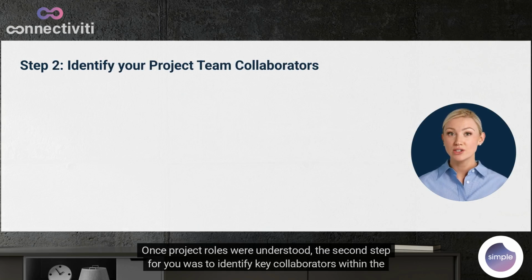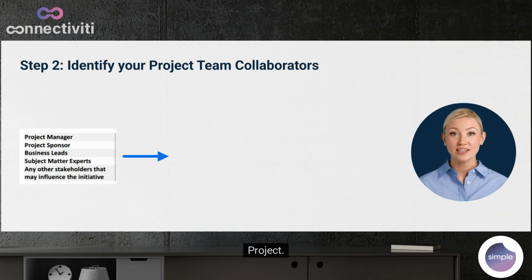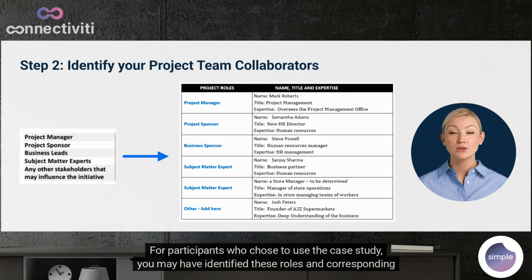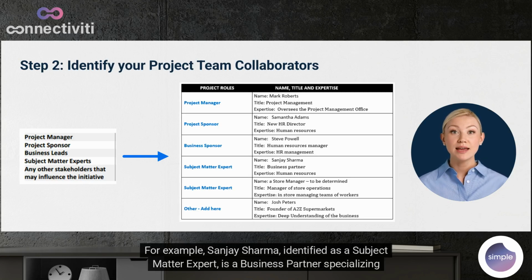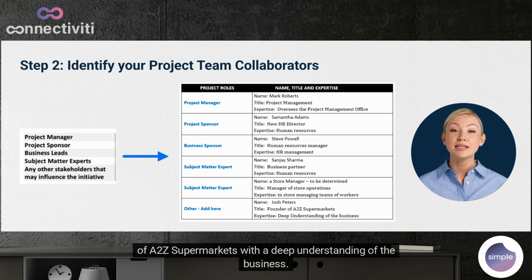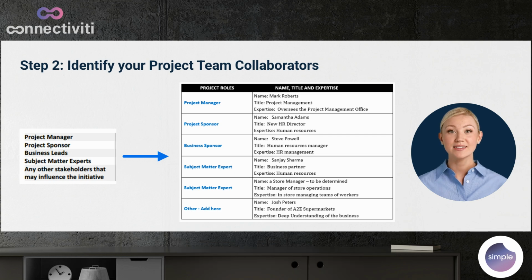Once project roles were understood, the second step for you was to identify key collaborators within the project. For participants who chose to use the case study, you may have identified these roles and corresponding names. For example, Sanjay Sharma, identified as a subject matter expert, is a business partner specializing in human resources who knows about the topic at hand. And Josh Peters, listed under Other, is the founder of A2Z Supermarkets with a deep understanding of the business. Additionally, you may have added other relevant roles based on your understanding of the context.